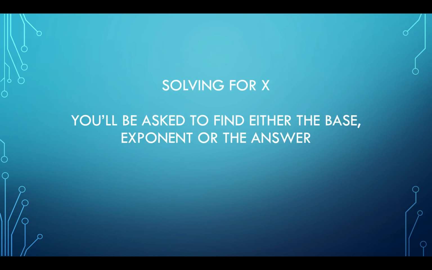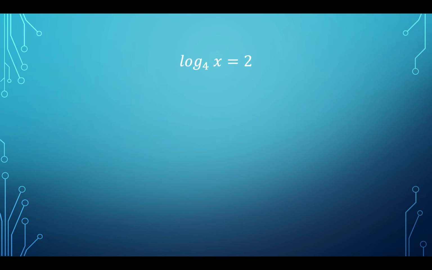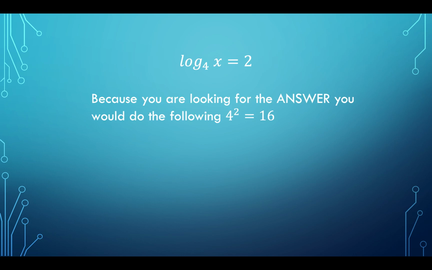So now let's practice solving for x. You'll be asked to find either the base, exponent, or the answer. So log base 4 of x is equal to 2. Because you're looking for the answer, you would now do base 4 to the exponent, which is 2. So 4 squared is equal to 16. So x is equal to 16. If I'm looking for the answer, you do the base and raise it to the exponent. So 4 squared gives us 16. Our x is equal to 16.